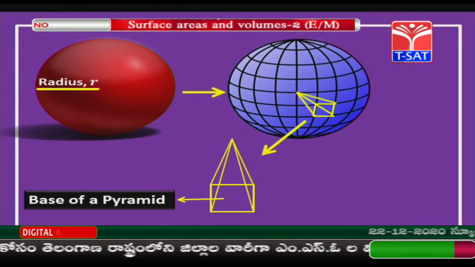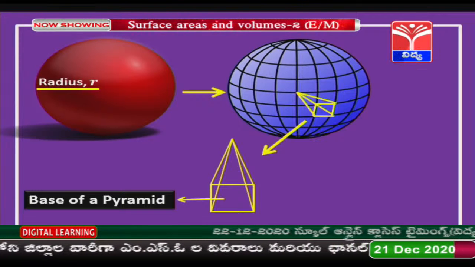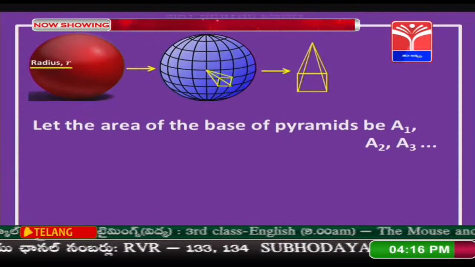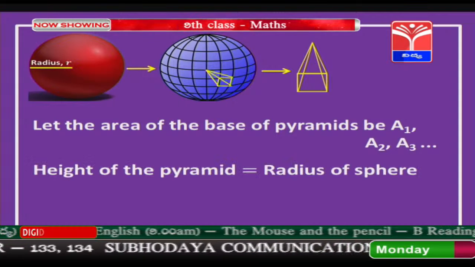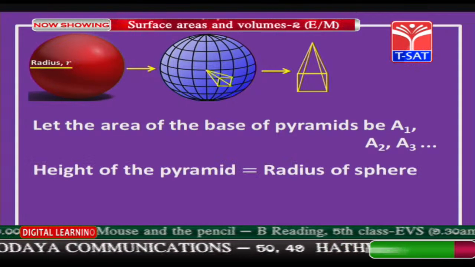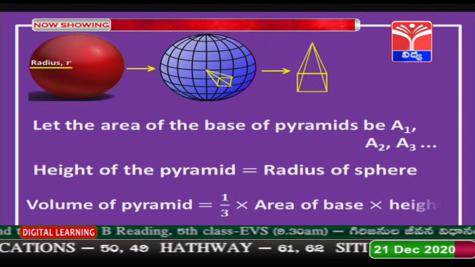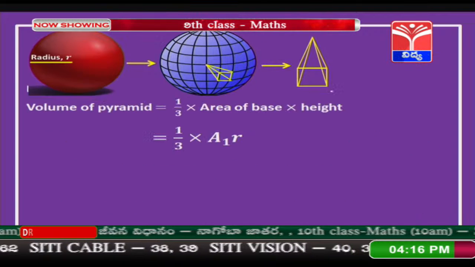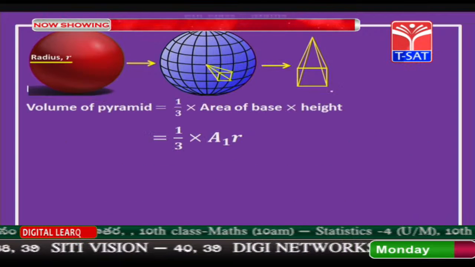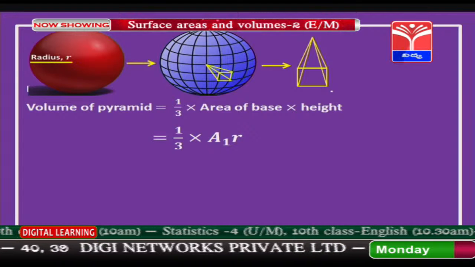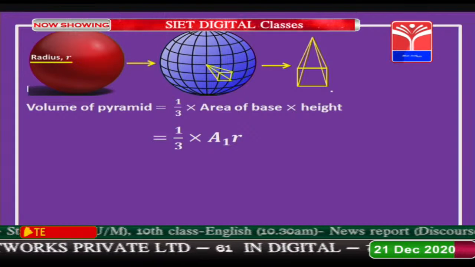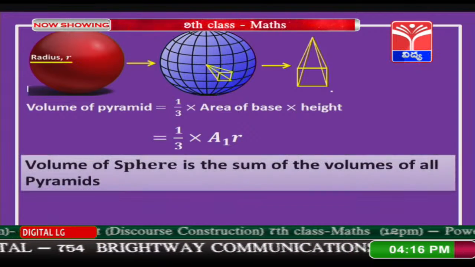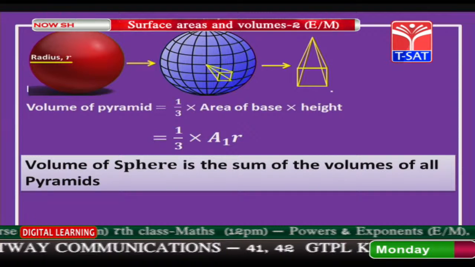Now, let us derive the formula to find the volume of a sphere. Let the areas of the bases of the pyramids be A1, A2, A3, and so on, and the height of each pyramid is nothing but the radius of the sphere. The volume of a pyramid is given by 1/3 the area of base into height. This we have already learnt in our previous session. Here the base area is A1 and the height is r. So, I got 1/3 A1 r. This is for one pyramid, but we have many such pyramids. So, the volume of a sphere is the sum of all the volumes of these pyramids.